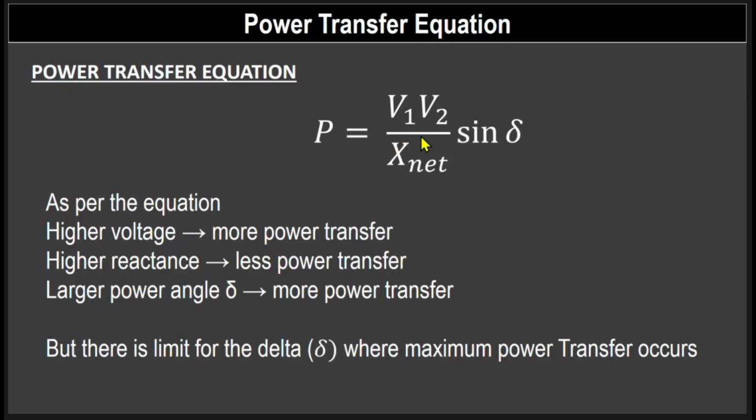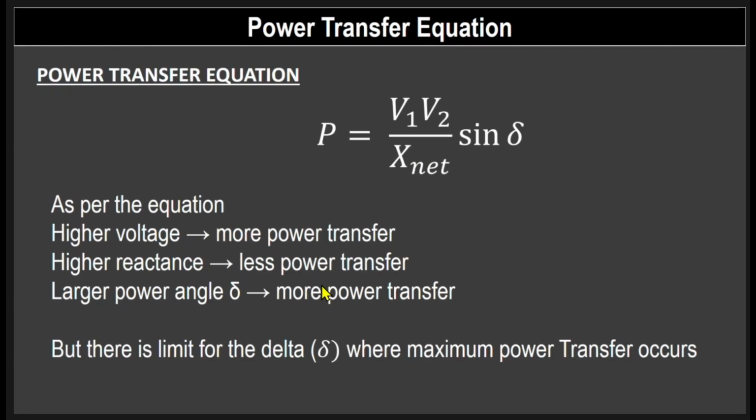According to this equation, P is directly proportional to V1 and V2, that means higher voltage means more power transfer, and inversely proportional to X net, the net reactance, that means higher reactance means less power and lower reactance means more power. And P is directly proportional to sine delta, so a larger power angle means more power transfer, but since it is a sine of delta, there is a limit for delta where the maximum power transfer can occur.